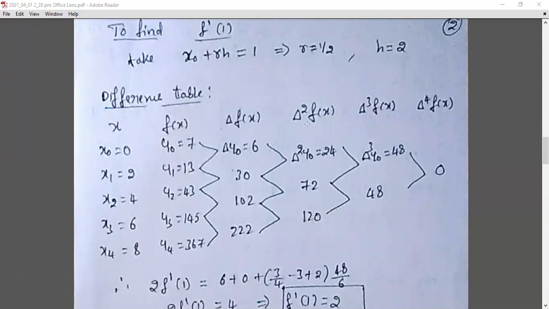Similarly, the second differences will be obtained by taking the difference of these: 30 minus 6, 102 minus 30, 222 minus 102, and so on. Like that, we'll be obtaining up to fourth differences, depending on the given values of x and y. Now, when we are using the forward interpolation formula, we make use of the first values from the table: delta y naught, del square y naught, and del cube y naught. If you are using the backward interpolation formula, then the last values from the table will be used. That is nabla yn, nabla square yn, nabla cube yn, and nabla to the power 4 yn.